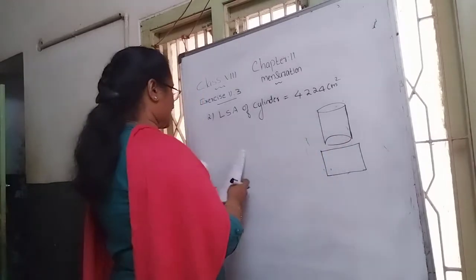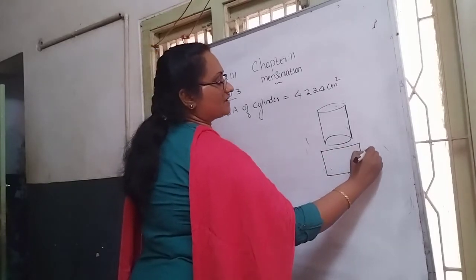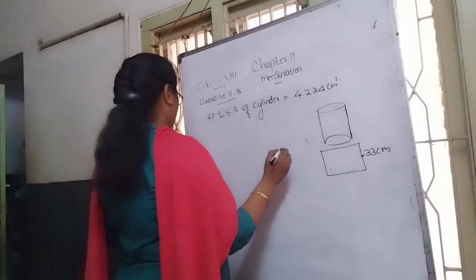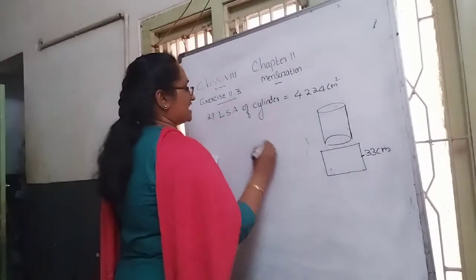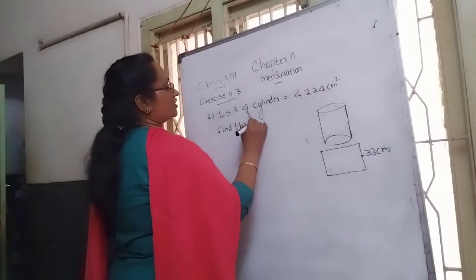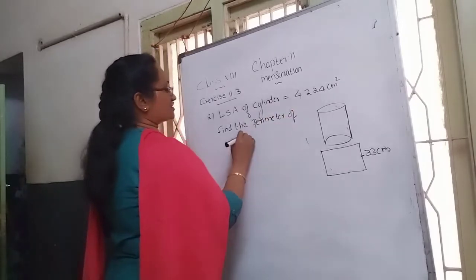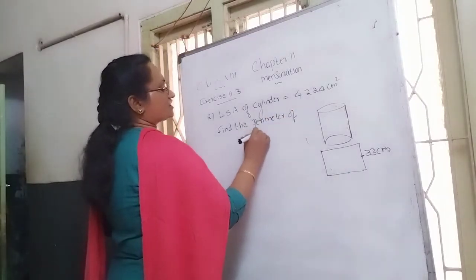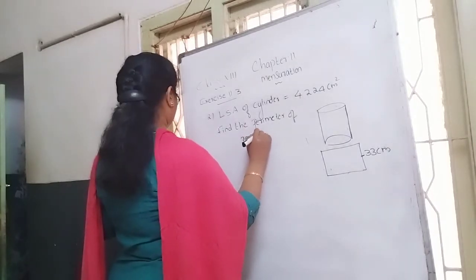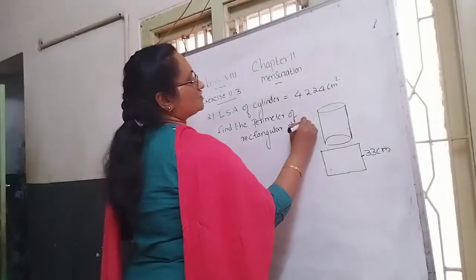In the rectangle shape, the width is given. Width means breadth. The breadth is given as 33 centimeter. The question asks to find the perimeter of this rectangular sheet.